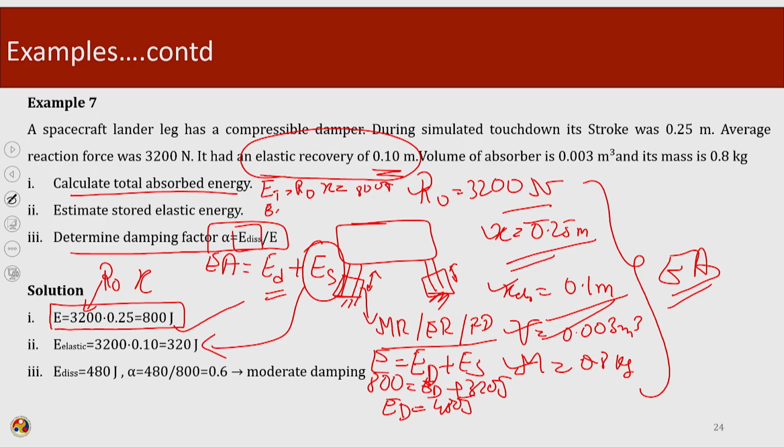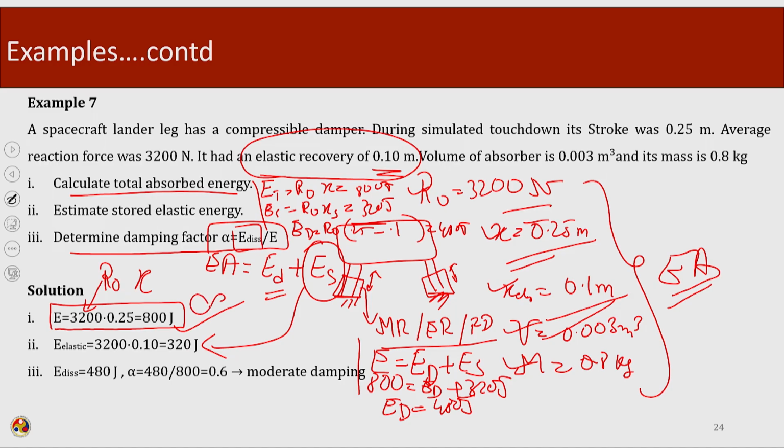Okay. E stored equals R naught times X stored, this becomes 320 joules, and the energy dissipated is R naught times X which is not recovered. So, this is 0.25 minus 0.1, which is 480 joules. So, both the terms will give the same answer. After that we have to determine the damping factor.